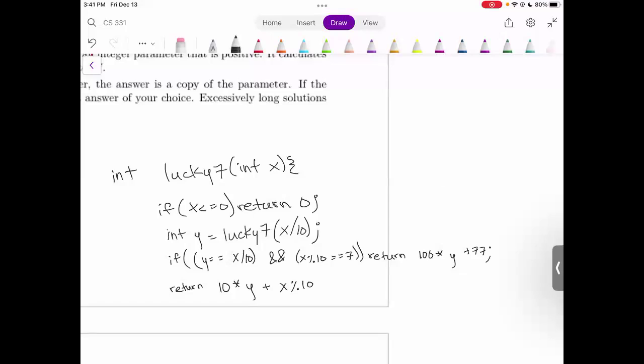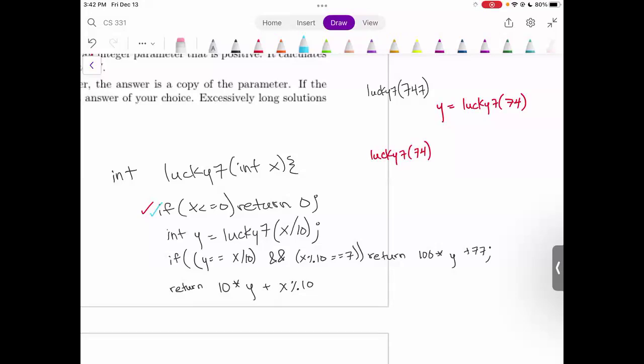Now let's go through this one together. Say we'll put in 747, say lucky7 of 747, okay? That's our parameter. So we check this one. Is it less than 0? No, so we go to the next line. Passes this one, let's do the next line. Y, let's take a look. Y equals lucky7 of 74. Okay, so we go to lucky7 now, but this time we do it of 74. And then we check. It still passes this one.